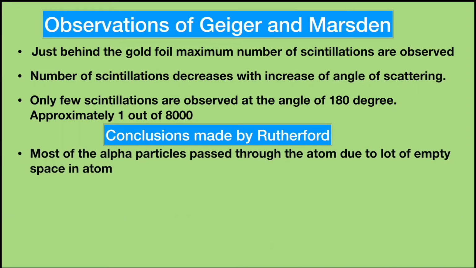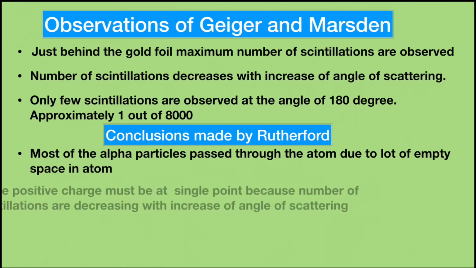Most of the alpha particles pass through the atom due to lot of empty space in atom. If we connect the first observation, that shows since number of scintillations are maximum just behind the gold foil, it means most of the alpha particles pass through the gold foil, that is most of the alpha particles pass through the atom. So lot of empty space is available in atom.